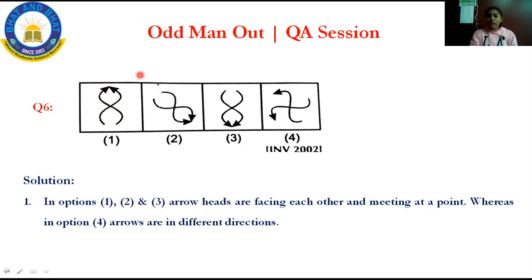Now come to option 2. Here also the first arrow and the second arrow are meeting at the same point. Third one: first arrow and second arrow are meeting at the same point. The fourth one is different. They are in different directions. The first arrow is somewhat downwards and the second arrow is somewhat upward. Easily you can find it out.